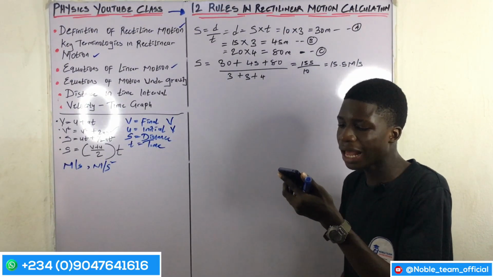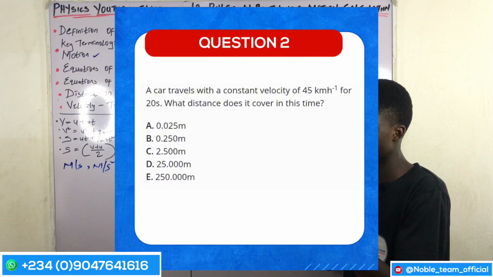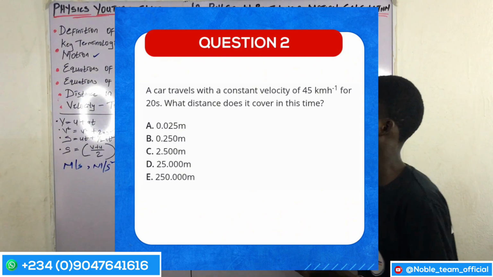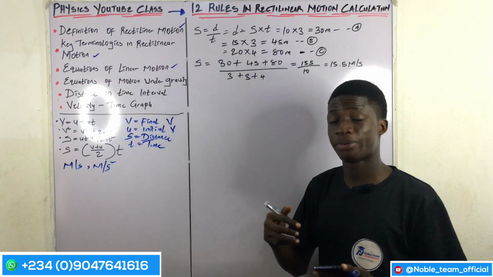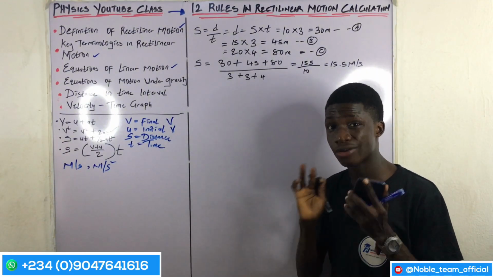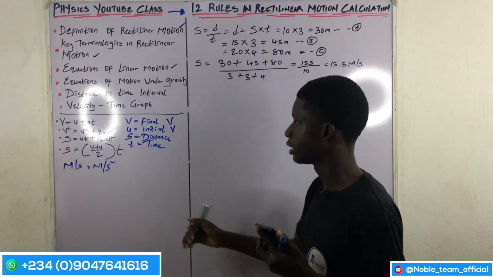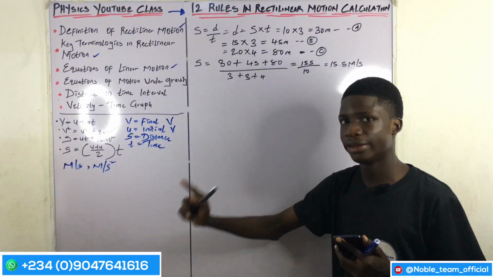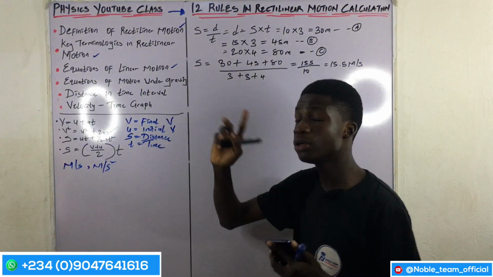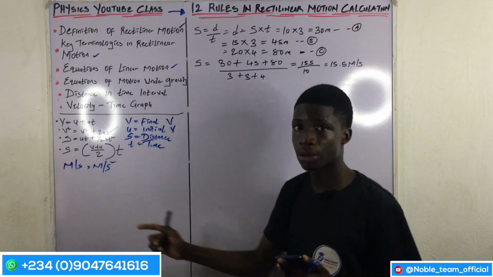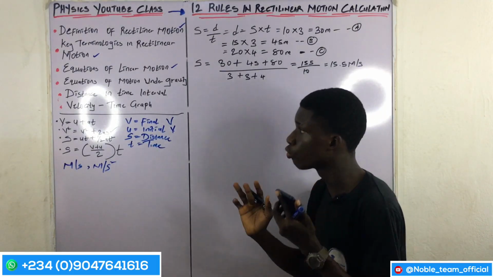Question 2 says a car travels with a constant velocity of 45 km per hour for 20 seconds. What distance does it cover in this time? So that is why you need to apply those rules that are listed, which is rule 1 and rule 4. We have just treated rule 1 and rule 4 now. And I want us to take note that distance is always in meter. Our velocity is always in meter per second. Our acceleration is meter per second square. So both of them are not the same thing. Don't misuse them.